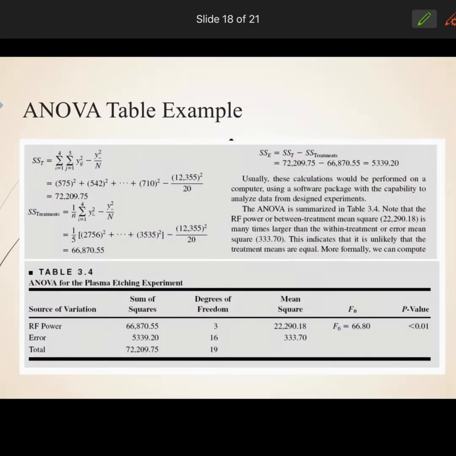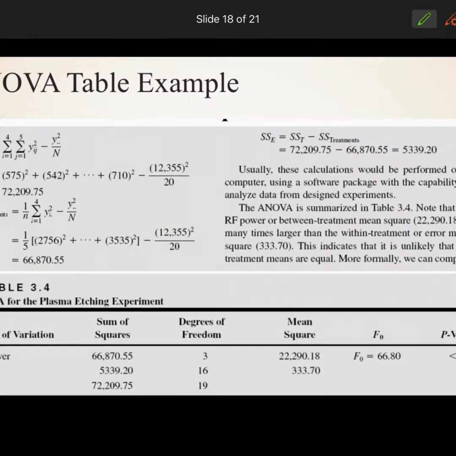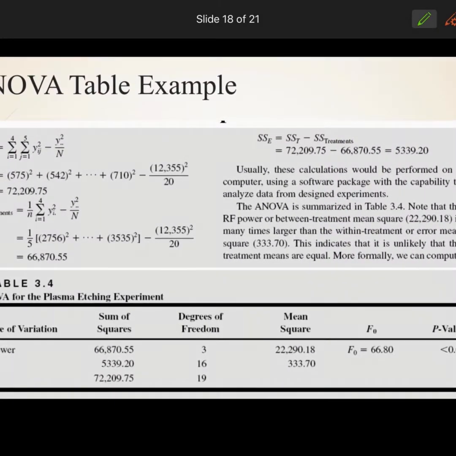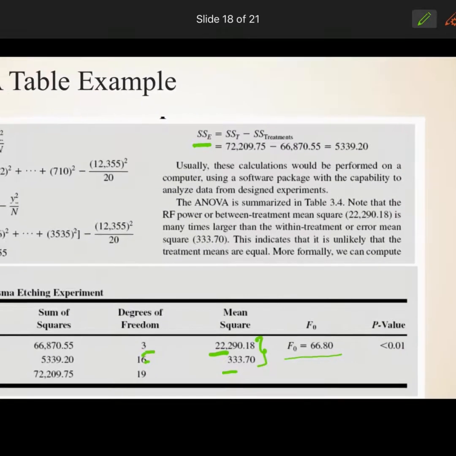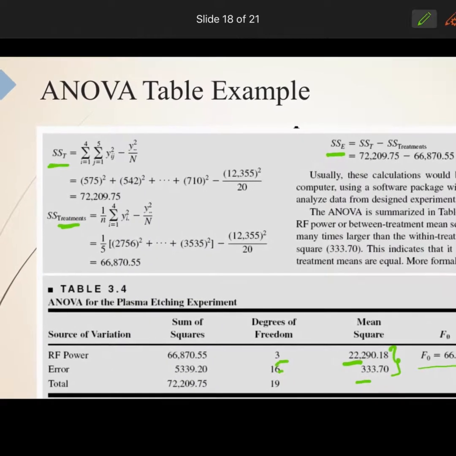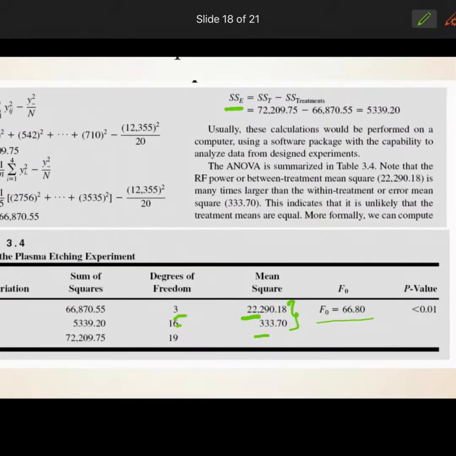If you look at the results for our example here, all these are already calculated: sum of squares of total, treatments, and errors. We need all these three to calculate the mean squares. So these are the mean square values, these are the degrees of freedom, and our F calculated is 66.80. Remember, F calculated is nothing but the ratio of these two mean square terms. Now the next step is to get the F critical value from the table.